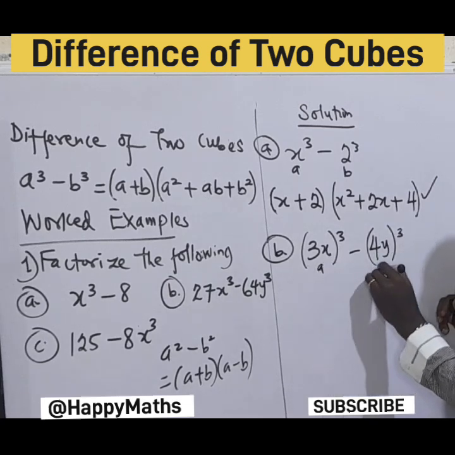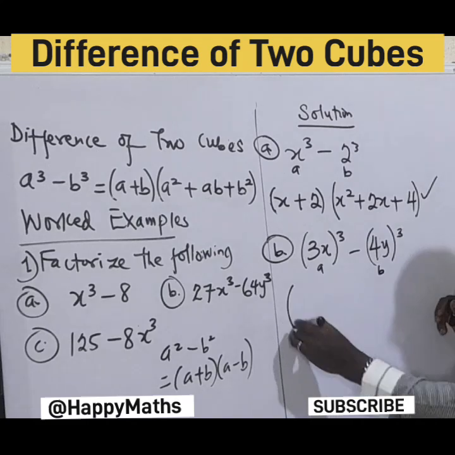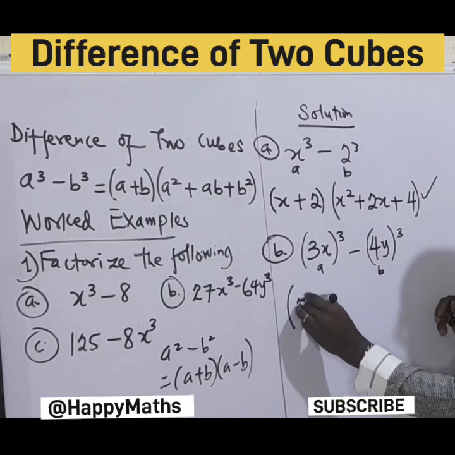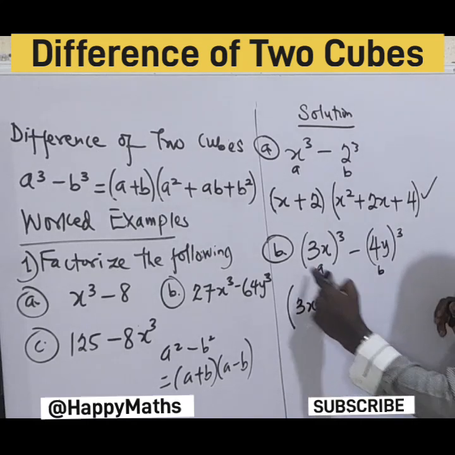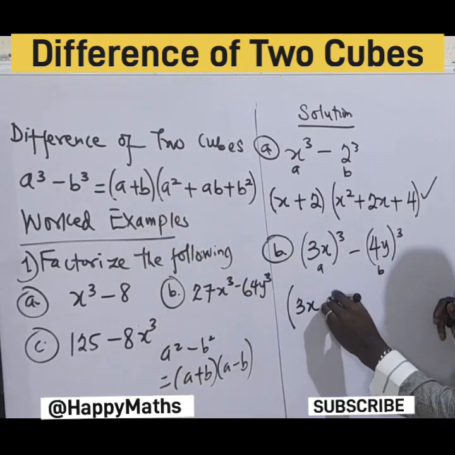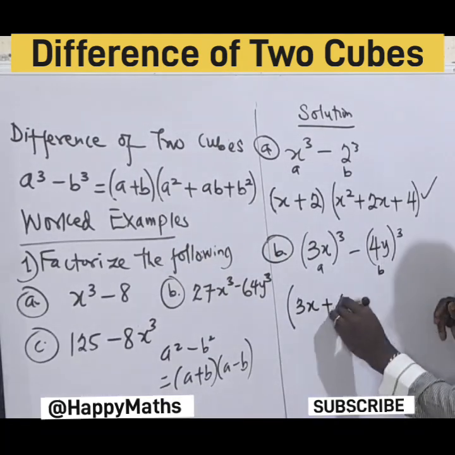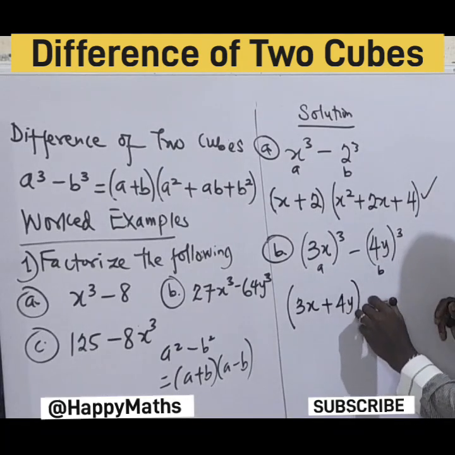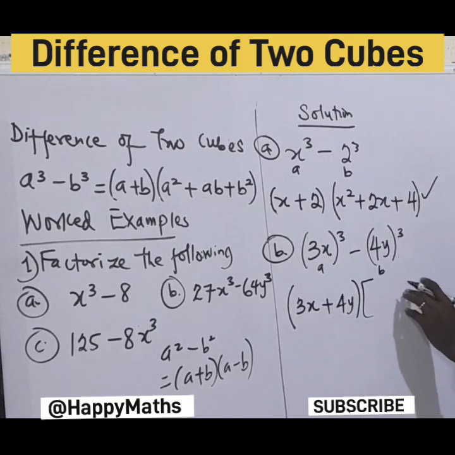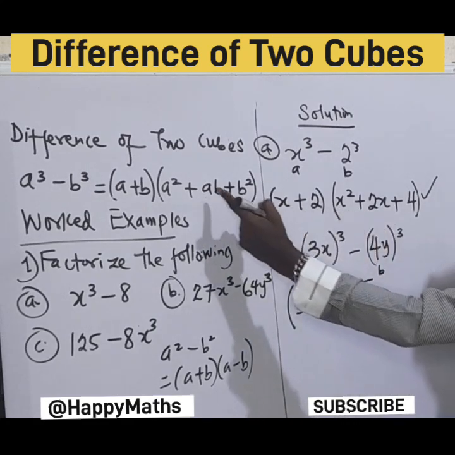Now let's take this again as a, this as b. Now let's open the first bracket. This is 3x, which is standing as a, minus, then 4y. Now for the second bracket, now let's come here.